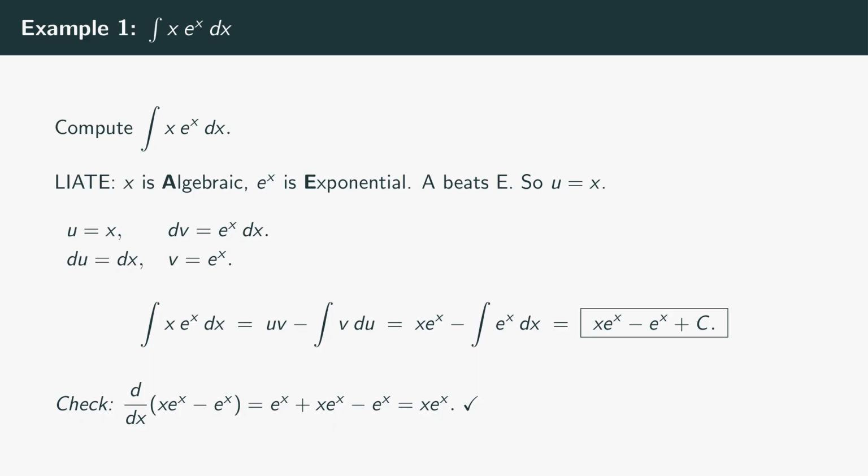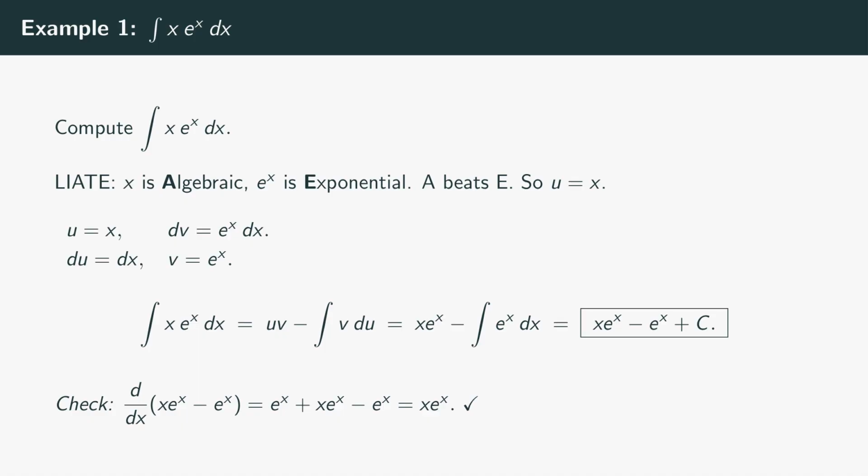The new integral is just the integral of e to the x dx, which is e to the x. So the whole thing is x e to the x minus e to the x plus the constant of integration. Always check. Differentiate x e to the x minus e to the x using the product rule. The derivative of x e to the x is e to the x plus x e to the x. The derivative of minus e to the x is minus e to the x. Sum: e to the x plus x e to the x minus e to the x equals x e to the x.